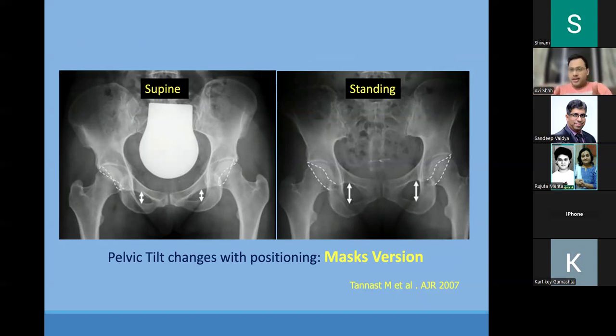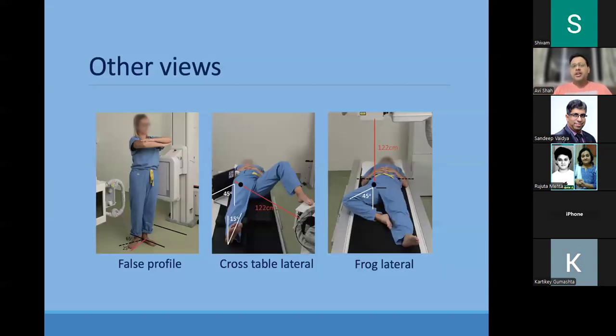But the same X-ray in standing, you will say, oh, there is a reduced antiversion, there is maybe increased posterior wall sign and things like that. So think, pelvic tilt and changes can change our entire interpretation. So always try and get good AP views.